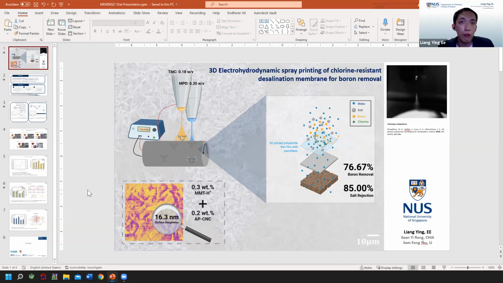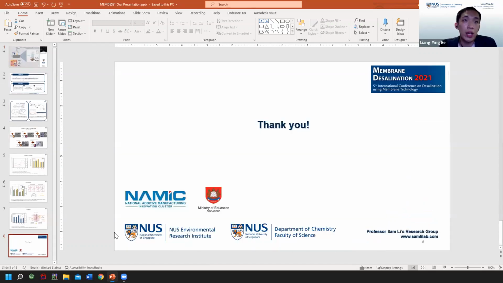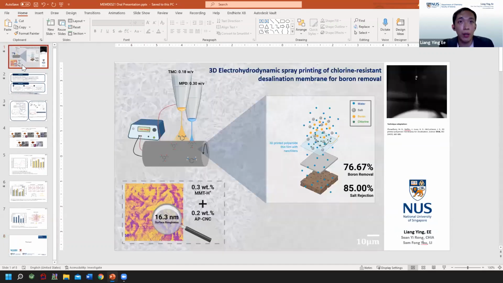Of course, we are more optimistic about it when we increase the number of printing layers of the TMC as well as MPD for the fabrication of the reverse osmosis membrane in future. So this is just a proof of concept in terms of the setup. We are also working with NAMIC, the National Additive Manufacturing Cluster in Singapore, to build a pilot stage fabrication setup for our further proof of value.